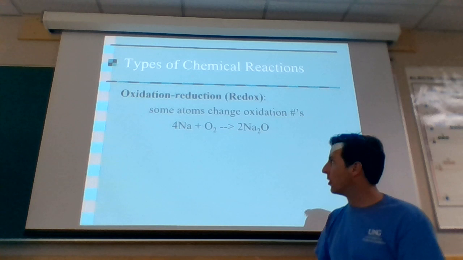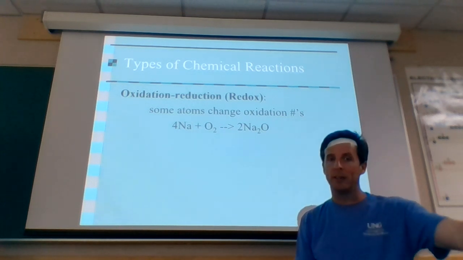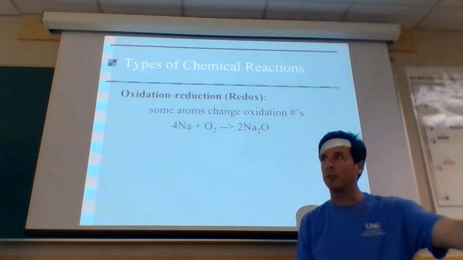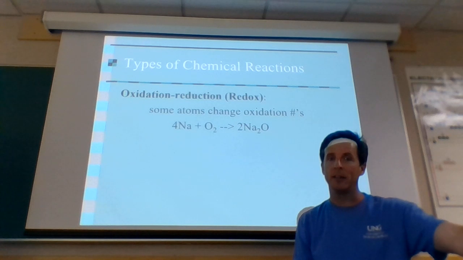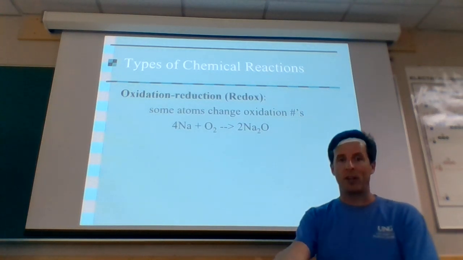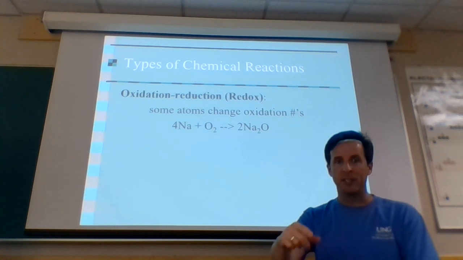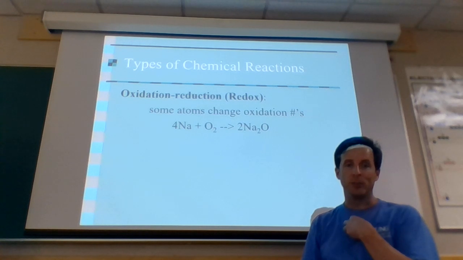So sodium was neutral. It gave an electron away to the oxygen. So sodium lost an electron. Oxidation is losing. Okay? Now there's another way of looking at it that I use myself.